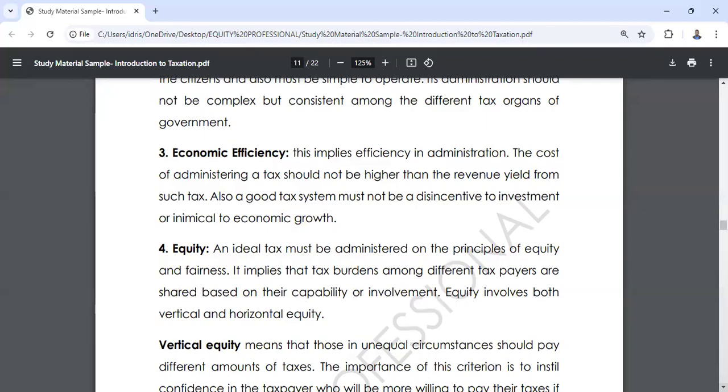The cost of administering a tax should not be more than the actual revenue realized from the tax. The cost of tax administration should not be more than the actual revenue realized from such tax. So government should collect more revenue than the cost that they incur in the process of tax collection.